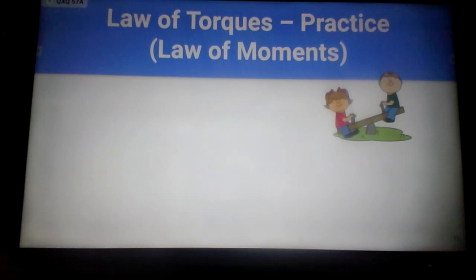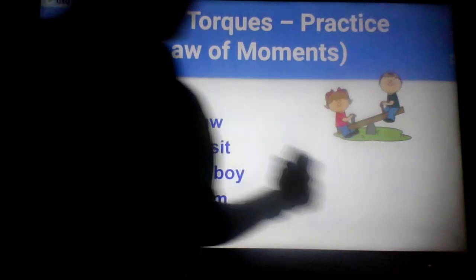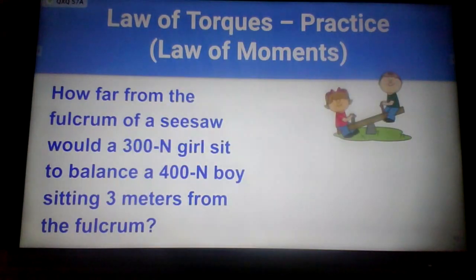The law of torques. See the 2 kids on the seesaw here. How far from the fulcrum of a seesaw would a 300 Newton girl sit to balance a 400 Newton boy sitting 3 meters from the fulcrum? That's not 300 pounds and 400 pounds. That's newtons. Divide by 4.44, you'll see those are much more reasonable weights. Okay, now let's do the math here. I gave you this a few minutes ago, just a couple moments.